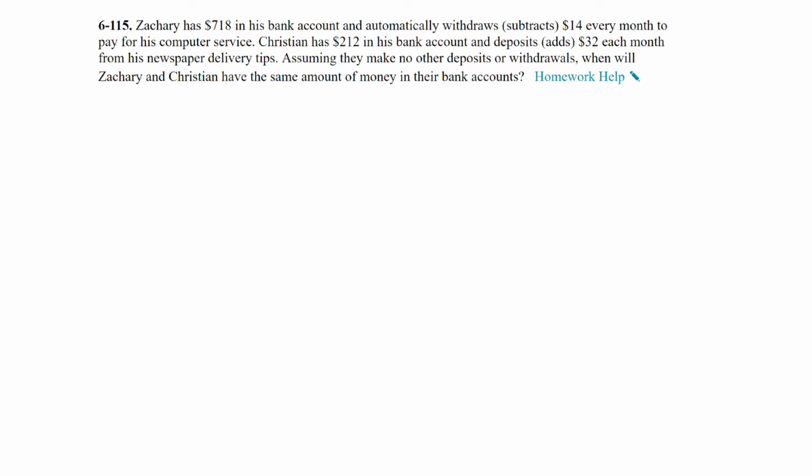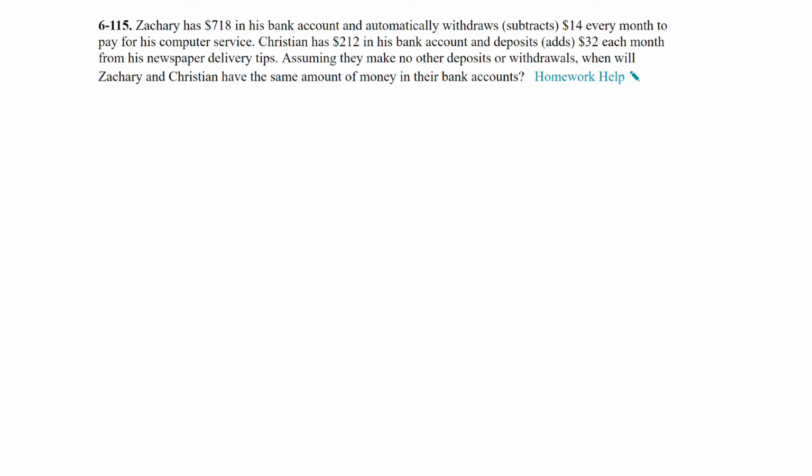Zachary has $718 in his bank account that automatically withdraws $14 every month to pay for his computer service. Christian has $212 in his bank account and deposits $32 each month from his newspaper delivery tips. Assuming they make no other deposits or withdrawals, when will Zachary and Christian have the same amount of money in their bank accounts? So it looks like we need to set up some let statements, and we also need to decide, are we going to set up one equation or two, depending on the information that we have.